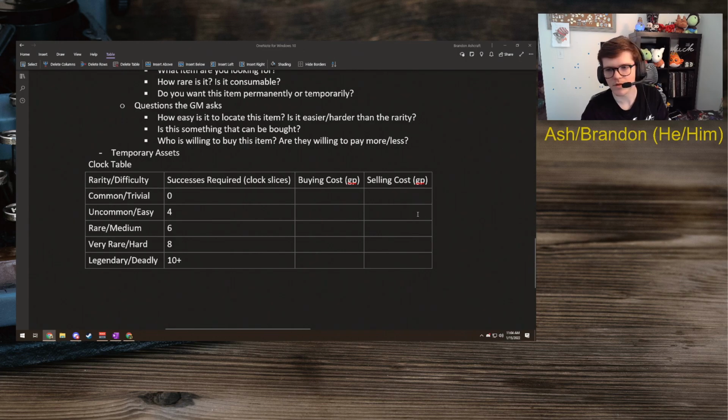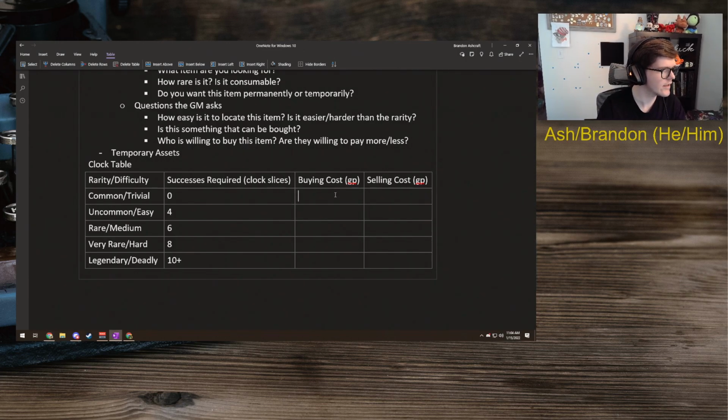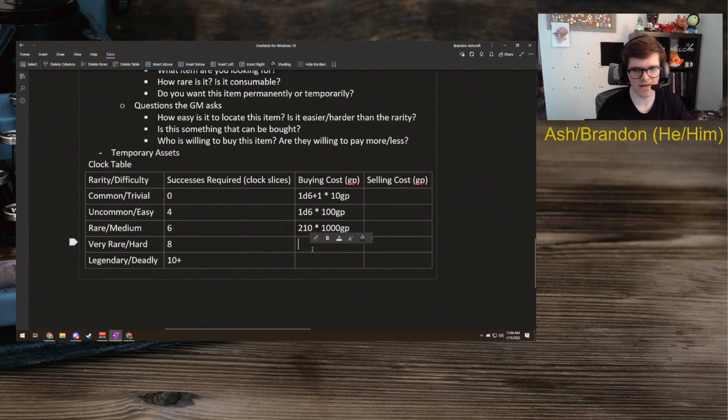And so, buying cost is 1d6 plus 1 times 10 GP, 1d6 times 100 GP. I actually don't mind the buying and selling tables. I always felt like crafting shouldn't have had as much concreteness to it, because some people are going to figure out ways to get around this.